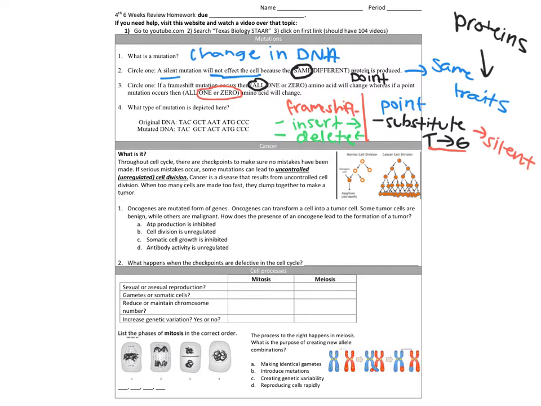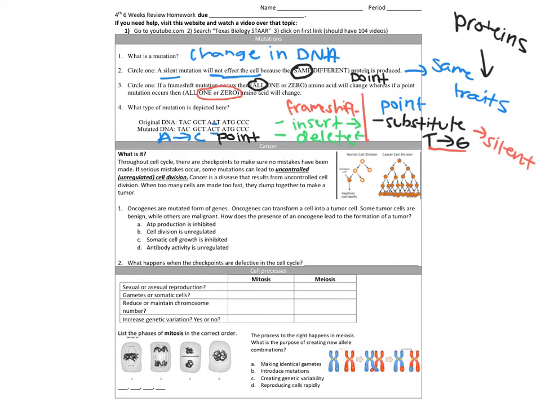Now, which type of mutation is depicted here? We have our original and our mutated DNA. So all we have to do is go through and compare them: TAC, GCT, A. Oh, it looks like here's the mutation, and everything after the mutation is correct. So all I did here, guys, is change the A to a C. I didn't add a base, and I didn't delete any. I just did a substitution. So that right here is a point mutation.